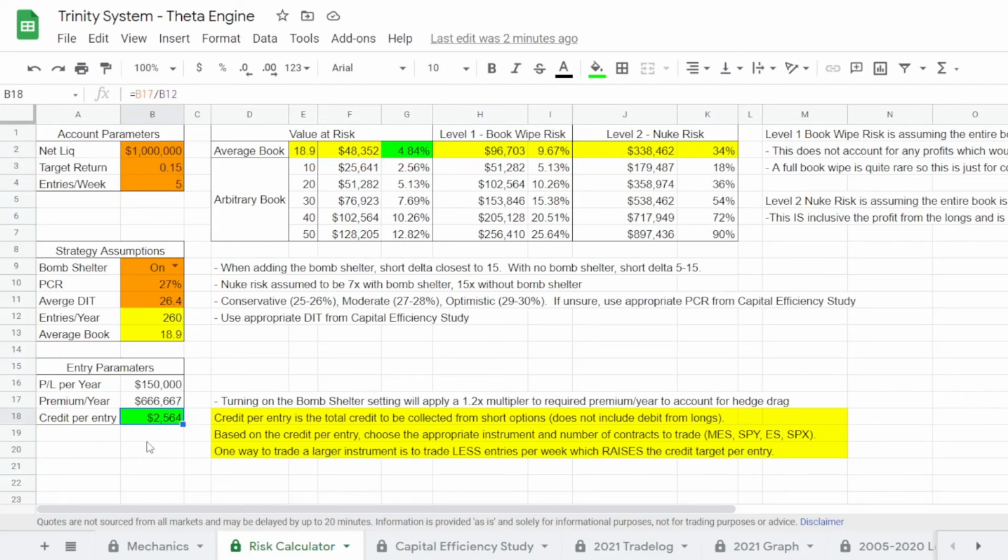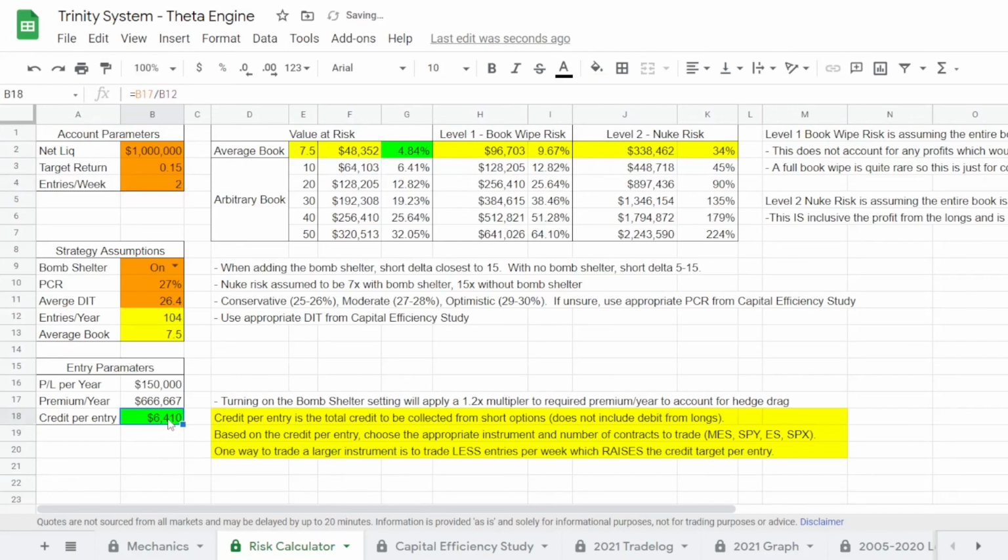Now, let's say SPY is $5,000, or SPX is $5,000 for that 15 delta. And you want to sell SPX, and you don't want to sell SPY for whatever reason. So the credit target of 2,500 is too little, right? But that's because I'm entering every single day, right? So if I decrease the entries per week to 4, credit target goes to 3,200. If I change the entries per week to 3, credit target goes to 4,200. Now I change the entries to 2, 6,400.